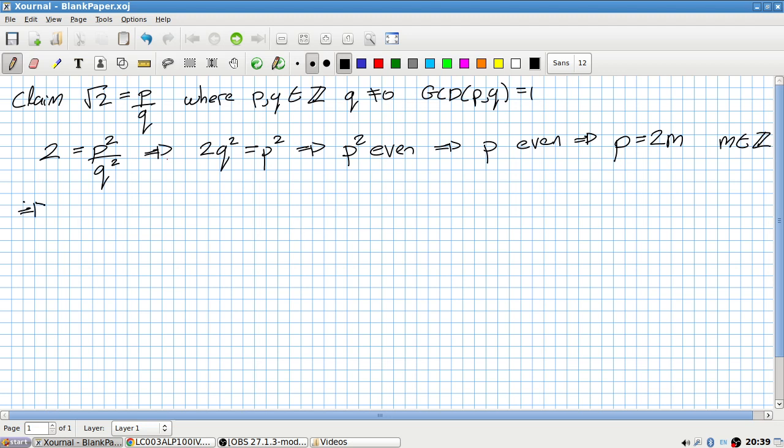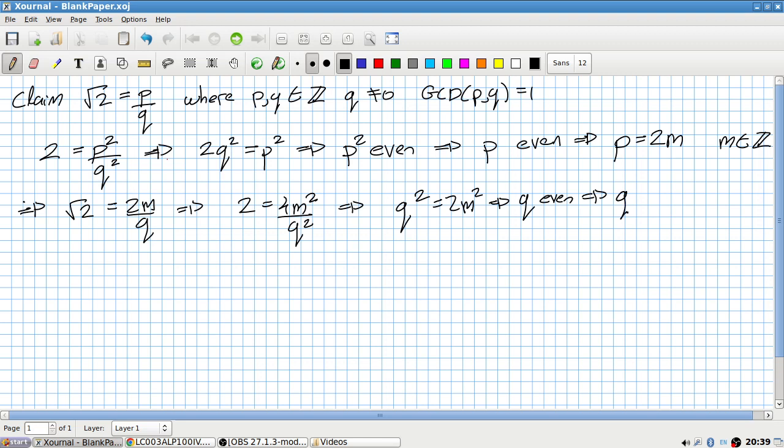So what that means now is, I think you can then go back and say root 2 equals 2m over q. And if you square that, you get 2 equals 4m squared over q squared. Cancelling the 2 and bringing the q squared up, we get q squared equals 2m squared, which means q is even, which means q can be written as 2n, where n is an integer.